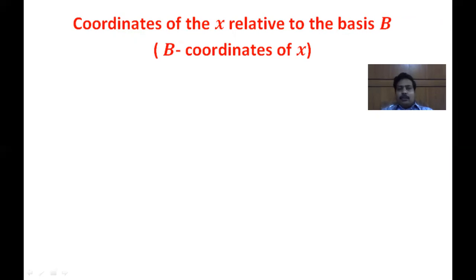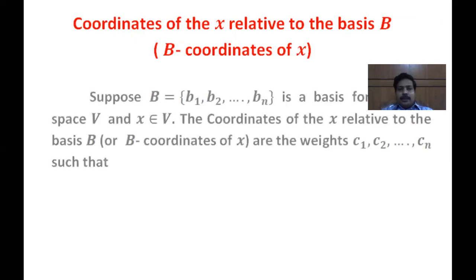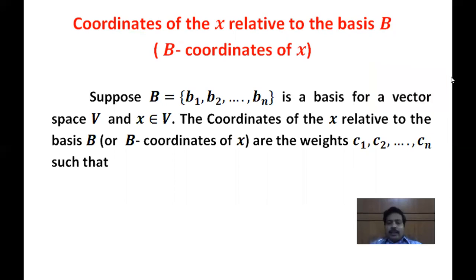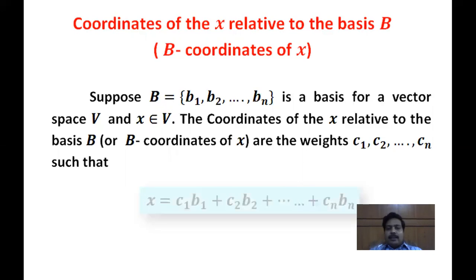Coordinates of x relative to basis B, or we can say the B-coordinates of x. Suppose B = {b1, b2, ..., bn} is a basis for a vector space V and x is an element of V. The coordinates of x relative to basis B are the weights, the unique weights which we have seen in the earlier slide, c1, c2 and so on cn, such that x = c1b1 + c2b2 + so on + cnbn.